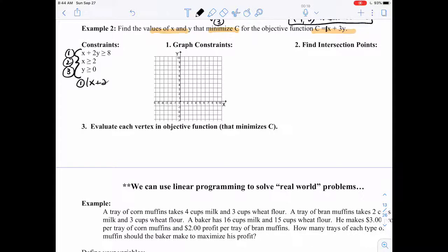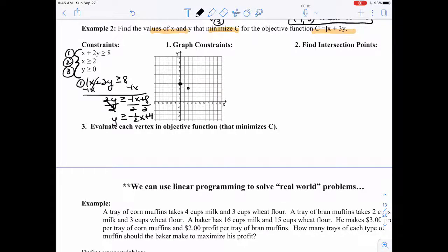We're going to rewrite the first inequality in slope-intercept form. 1x plus 2y is greater than or equal to 8. I'm going to subtract the 1x from both sides. 2y is greater than or equal to negative 1x plus 8. Divide every term by 2, and we have y greater than or equal to negative 1/2 x plus 4. If I plug in 0 for x, I would get y greater than or equal to 4. In other words, (0, 4) is a point on the boundary.